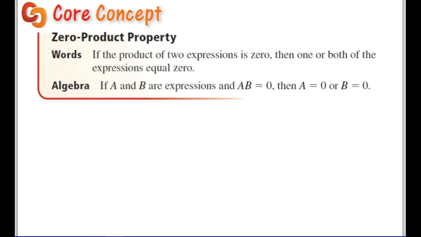So now we're looking at our zero product property, and this is how we can solve some quadratics by factoring. All my zero product property tells me is that if I multiply two things together and they equal 0, then I can set each piece equal to 0 and solve for that piece. So now we're going to solve this one by factoring.